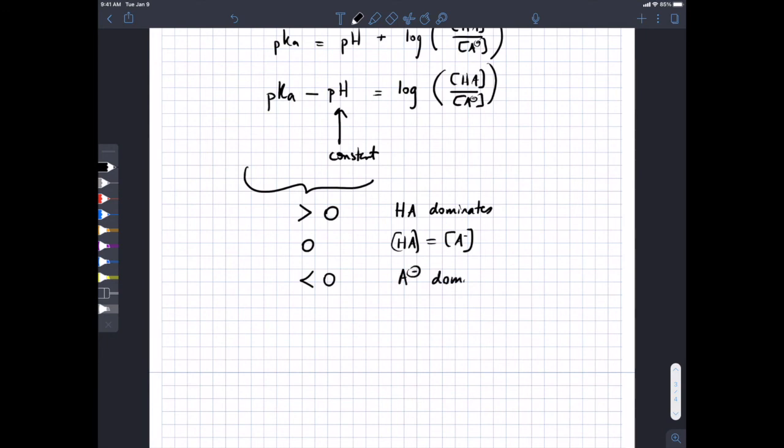So in aqueous solution, you can think of the pKa of an acid as being the 50-50 point, where this acid exists half in its protonated state or acidic form, and 50% in its deprotonated state or conjugate base form. Okay, that may be an application of Henderson-Hasselbalch that you didn't get in general chemistry, but it's actually pretty useful. Let me show you a situation where it becomes important.